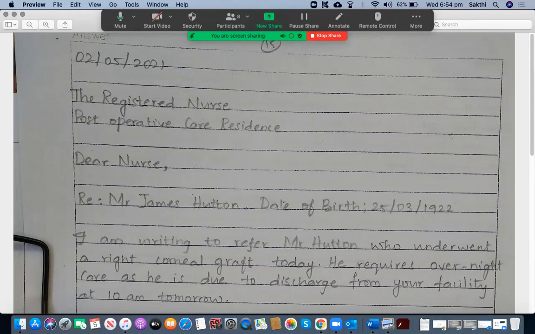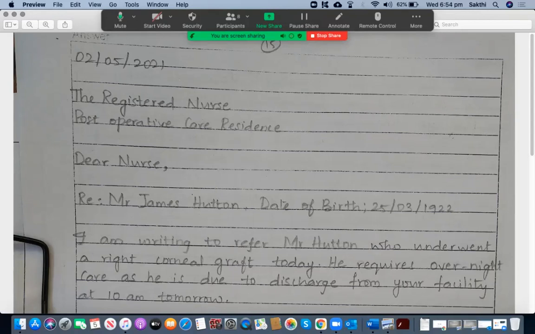But I think "post-operative care" needs a hyphen in between, okay? In the case notes, usually they don't mention any hyphens. But post-operative, pre-operative, all these things, "post" and "pre" always come with a hyphen after them. Okay, so you have to be a bit careful about that.